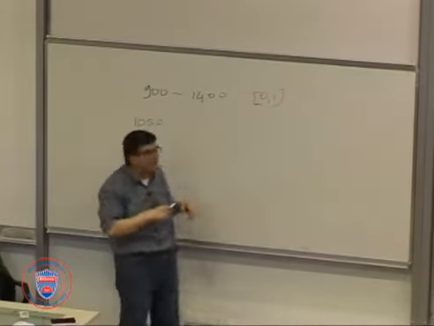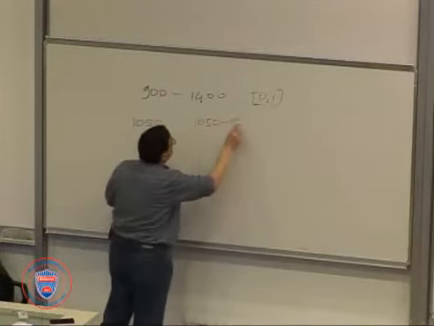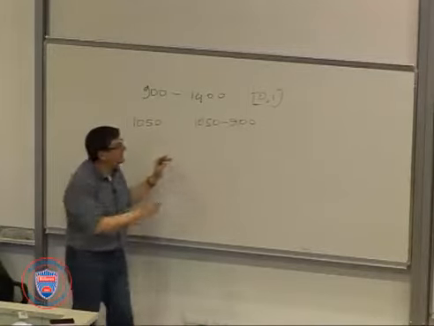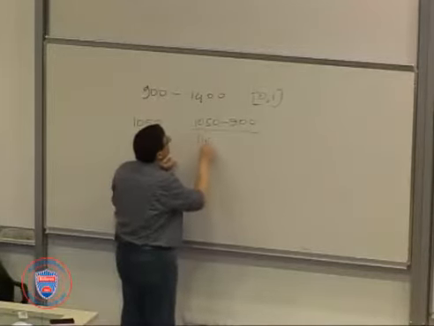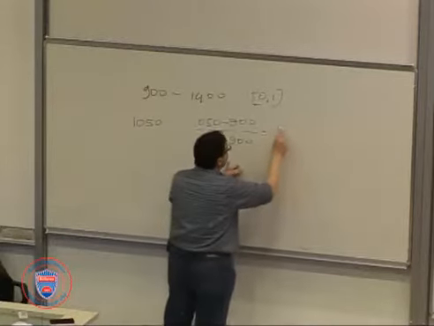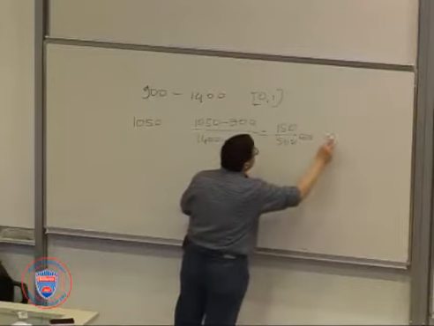So I'm simply going to take interpolation. So this is simply 1,500 minus 900 divided by 1,400 minus 900. So this is simply 150 divided by 500, which corresponds to 0.3.